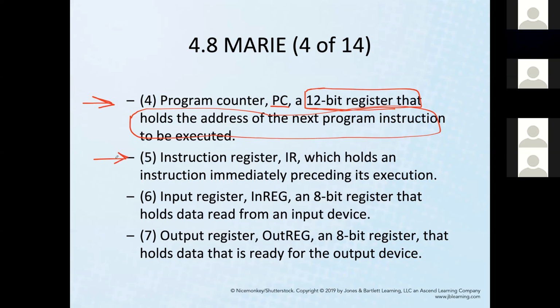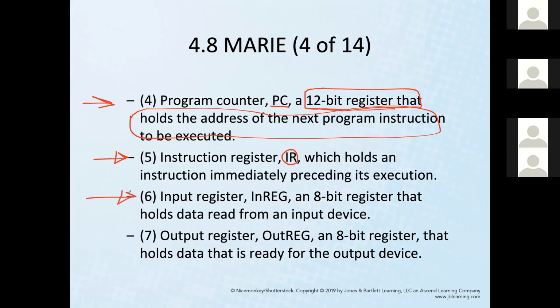Register number 5 is the instruction register, or IR. What does IR do? It holds an instruction immediately preceding its execution. So each instruction right before execution is stored in IR, and from IR it goes to the ALU and registers and gets executed. Okay, this one is the instruction register.